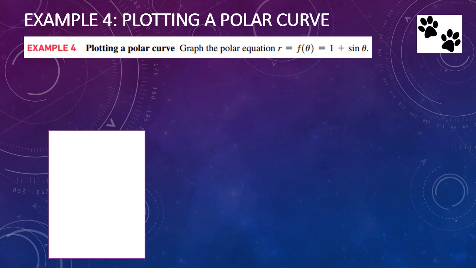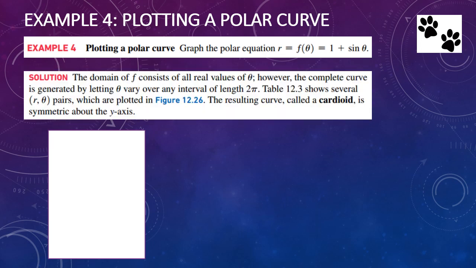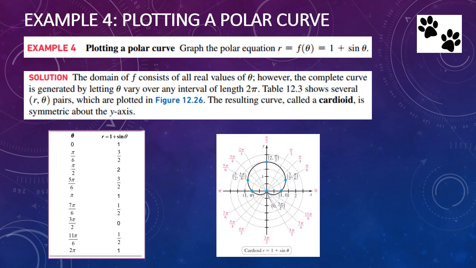Graph the polar equation r equals f of theta equals 1 plus sine theta. So what we're going to do here, notice the domain of f consists of all real values of theta. However, the complete curve is generated by letting theta vary over any interval of length 2 pi. Table 12.3 shows several (r, theta) pairs which are plotted in figure 12.26, which is down below as well. The resulting curve, called a cardioid, is symmetric around the y-axis.